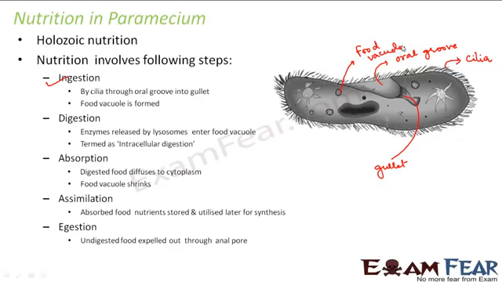So this is how ingestion takes place. Ingestion happens with the help of cilia through the oral groove and goes into the gullet. When enough food is accumulated, a food vacuole is formed which keeps circulating in the cytoplasm.